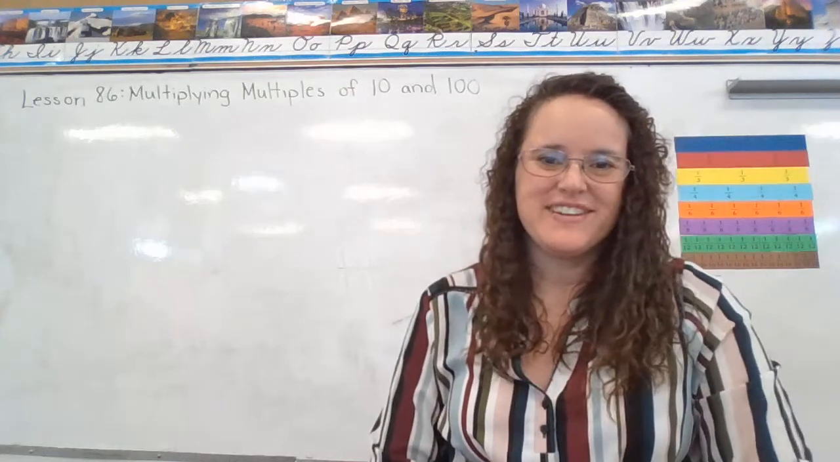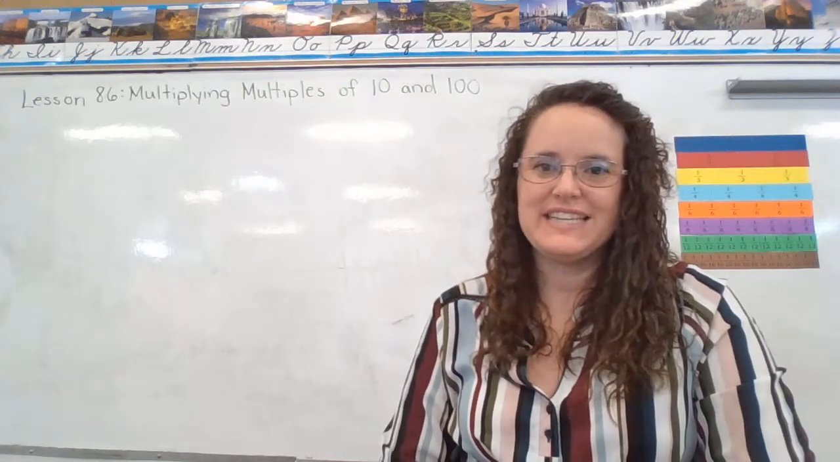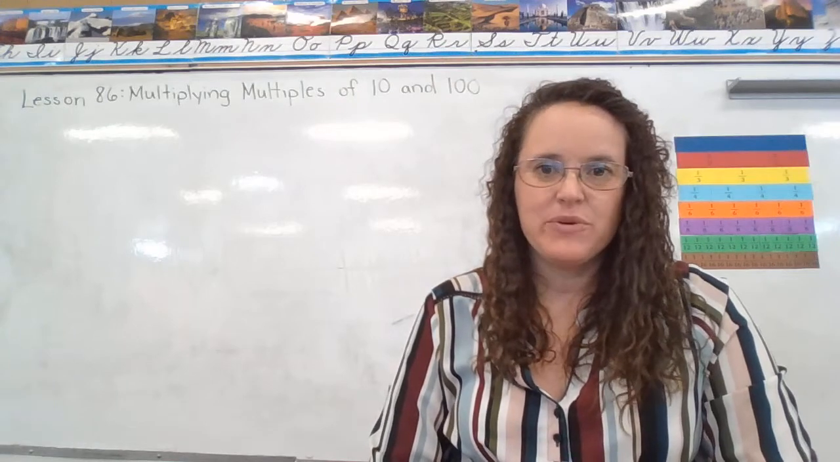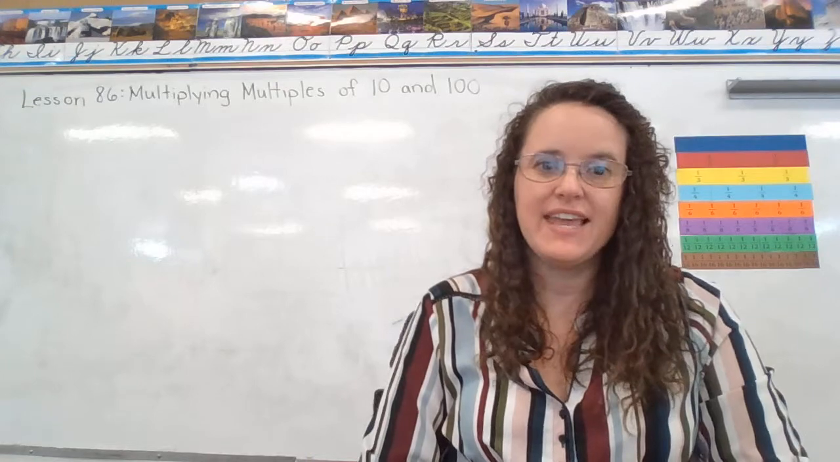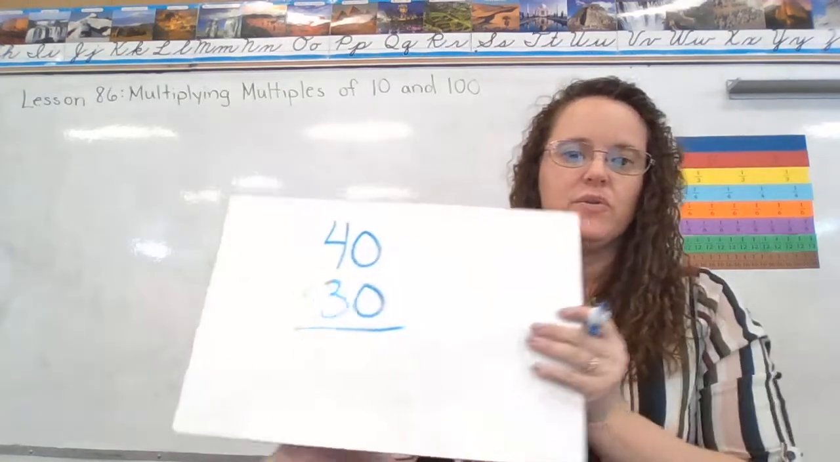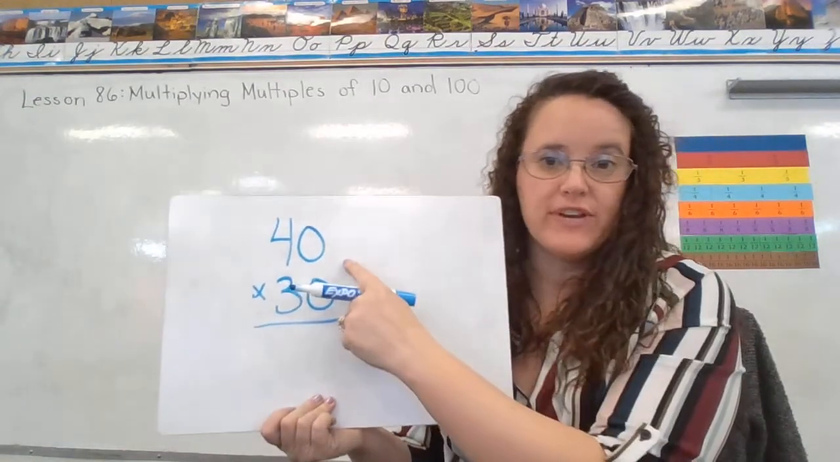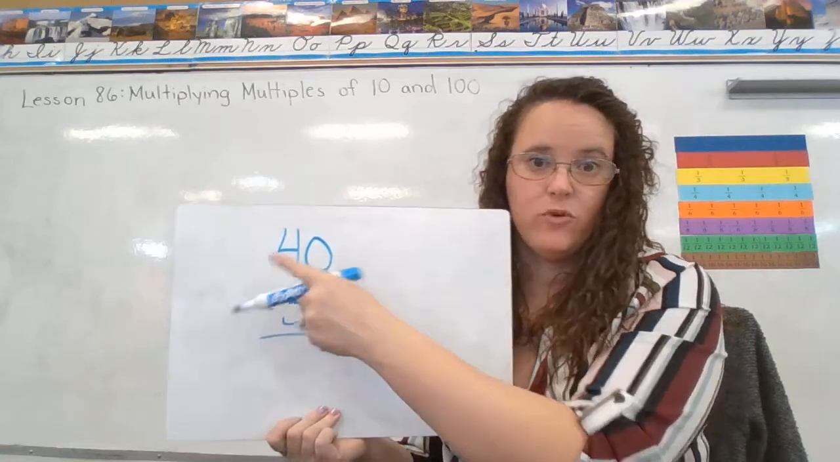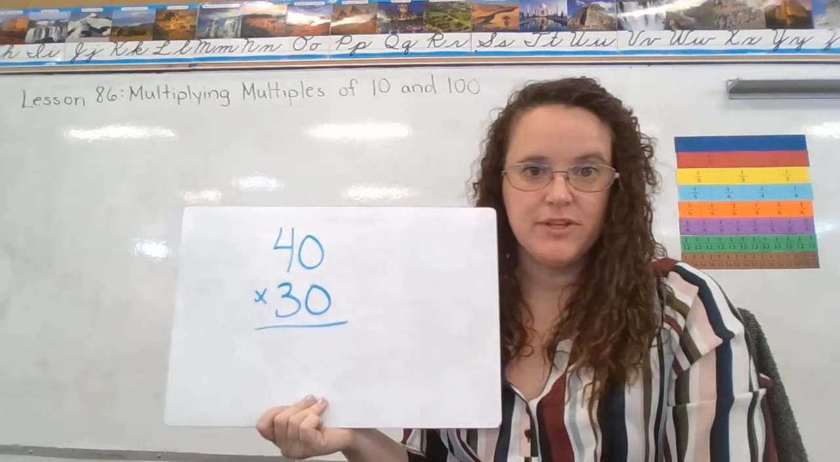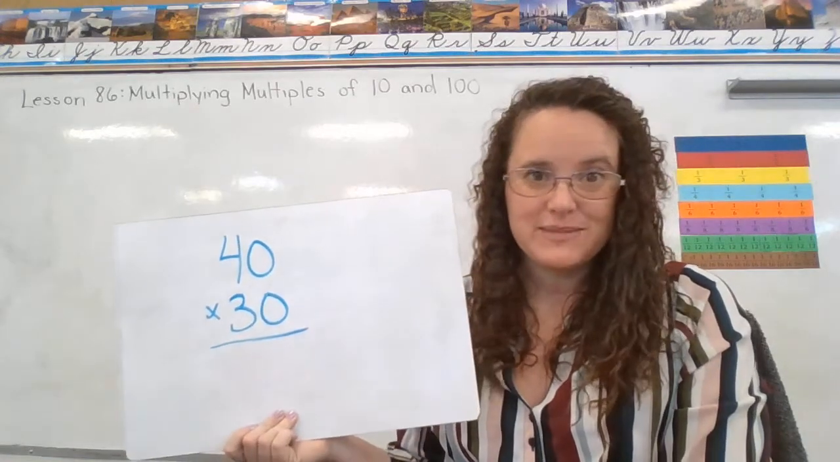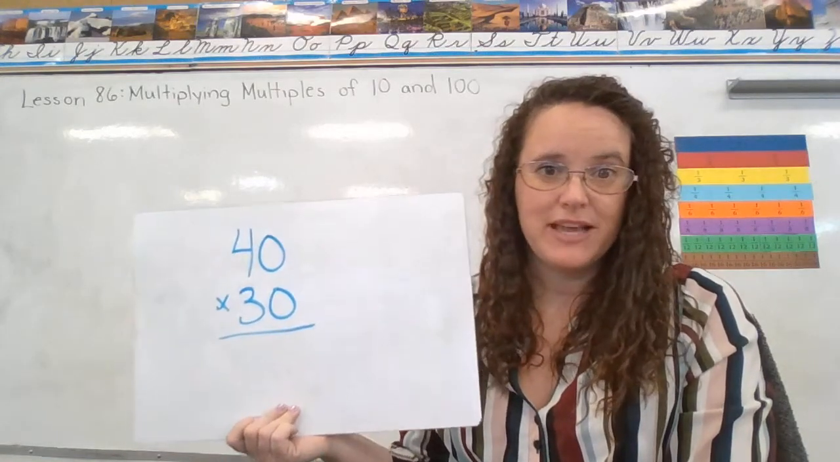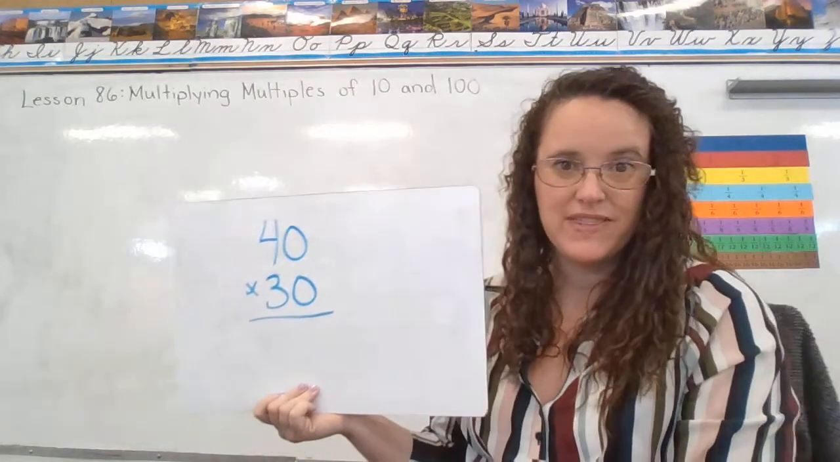Hi class, today we are on Saxon Math, Book 4, Lesson 86, and today we're going to talk about multiplying multiples of 10 and 100. So here is my first example. 40 is a multiple of 10, 4 times 10. 30 is a multiple of 10 as well. I love this almost as much as the last lesson where we're multiplying by 10 and 100 and 1,000.